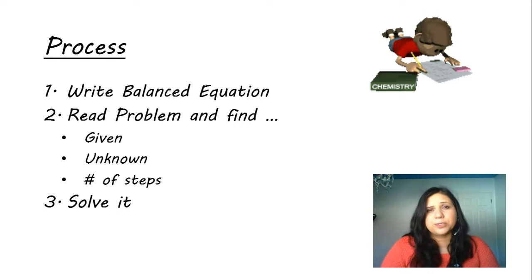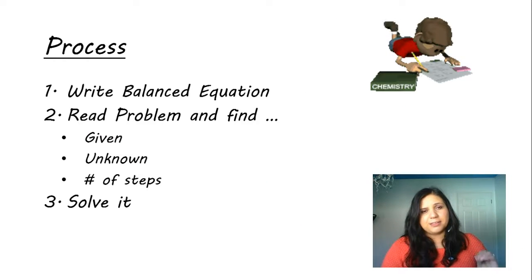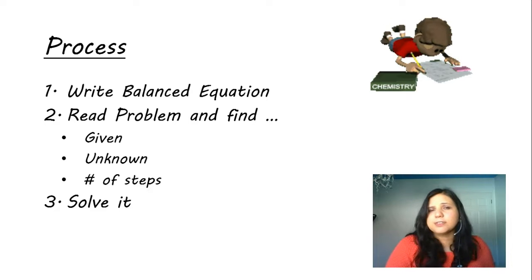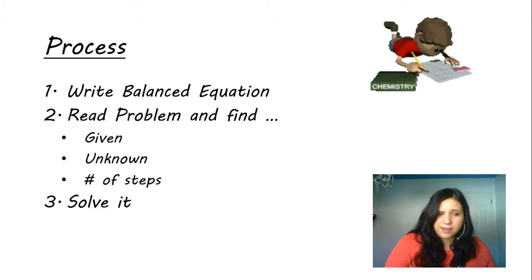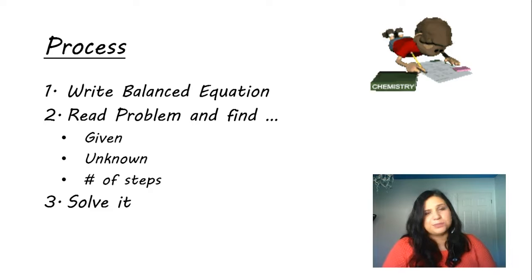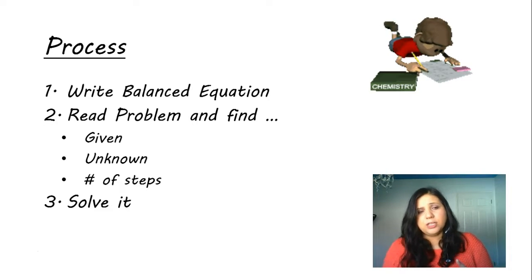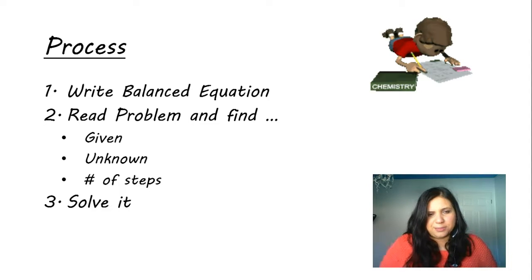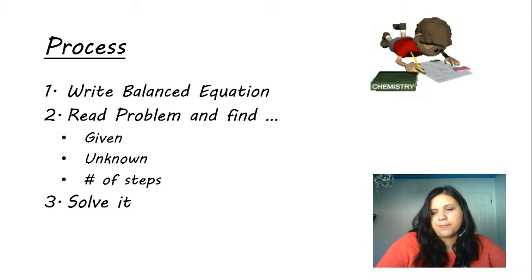So here's the process we're going to use. We're going to start with a balanced equation. If it's not given to you, you'll have to write it, or if they give you a skeleton equation and you have to balance it, do that first. Then you're going to read the problem, of course, and then figure out the following 3 things before you start. That is, figure out what the given is, figure out what the unknown is, and figure out how many steps you need to take. So we're going to remember G, M, N, G and kind of figure out how many steps. And then you can solve.